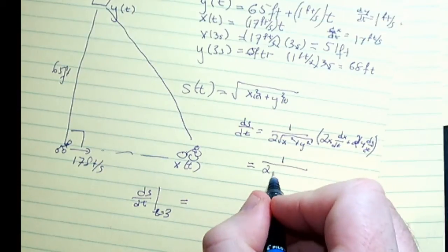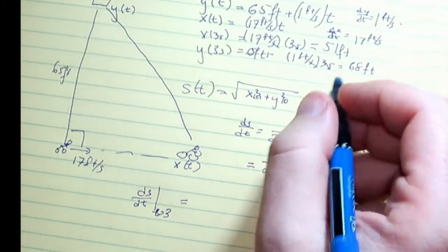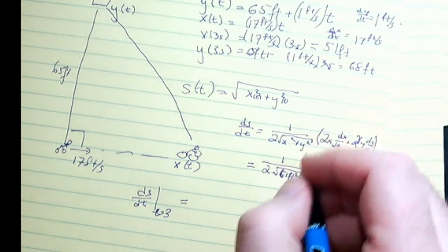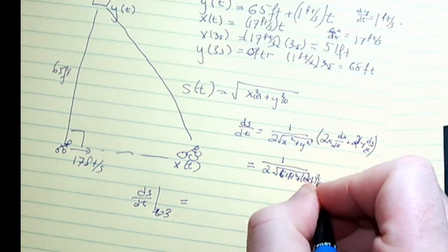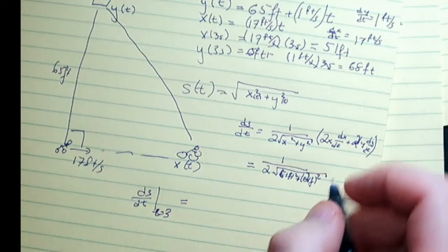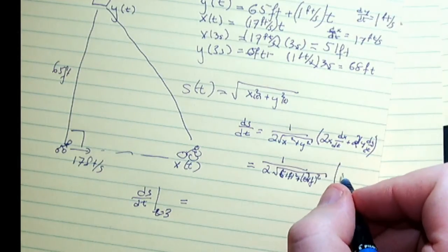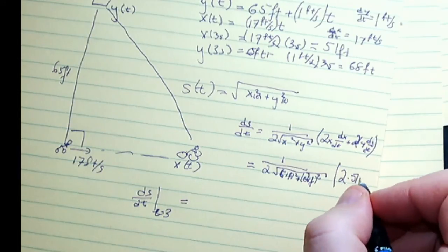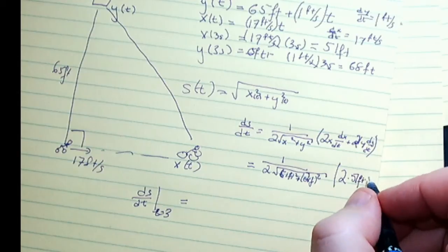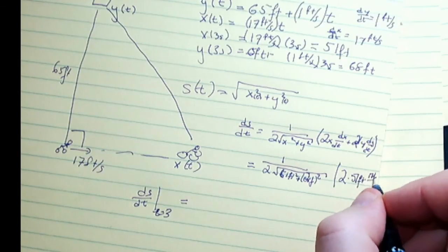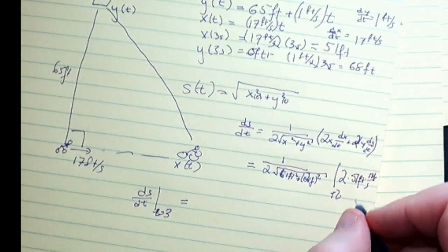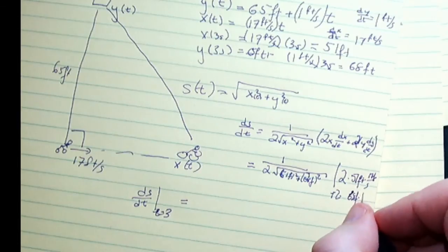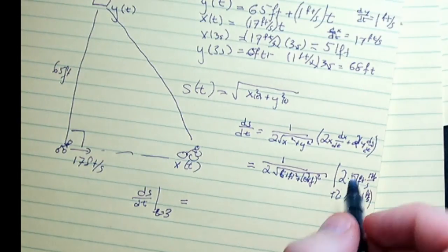1 over 2 times the square root of 51 feet quantity squared plus 68 feet quantity squared, times 2 times 51 feet, I should say, times 17 feet per second, plus 2 times 68 feet times 1 foot per second. And that's our answer. We got to clean this up a little bit.